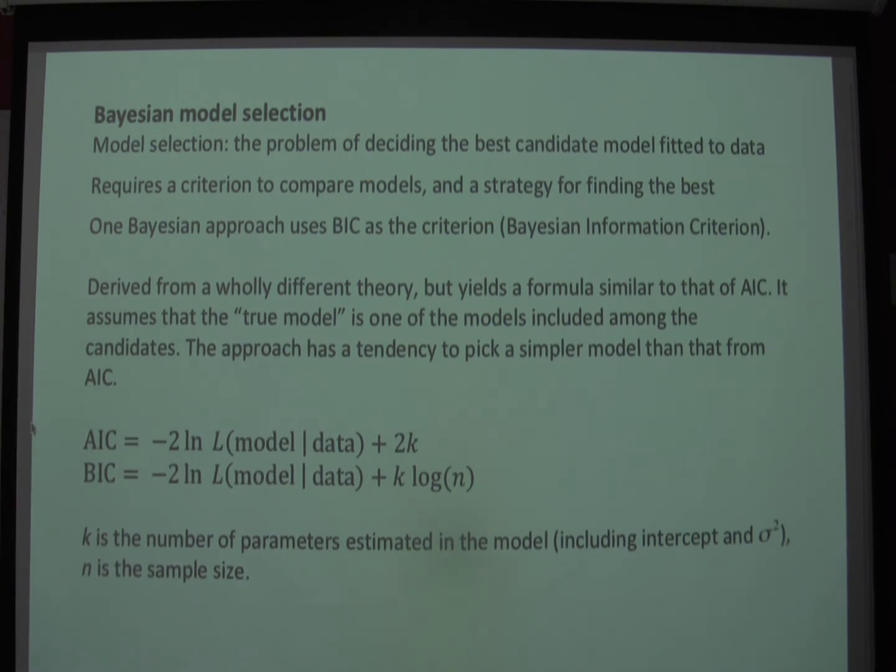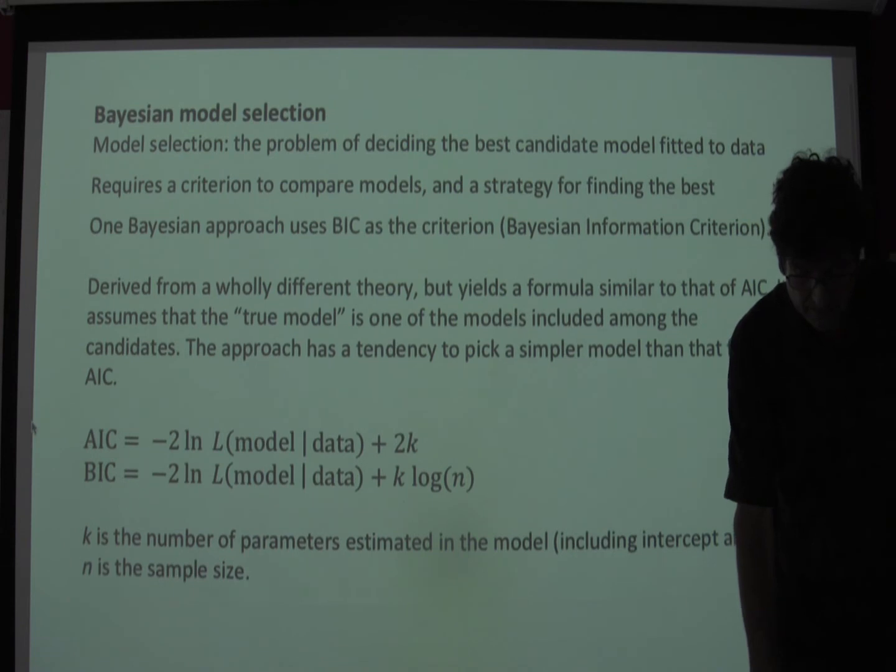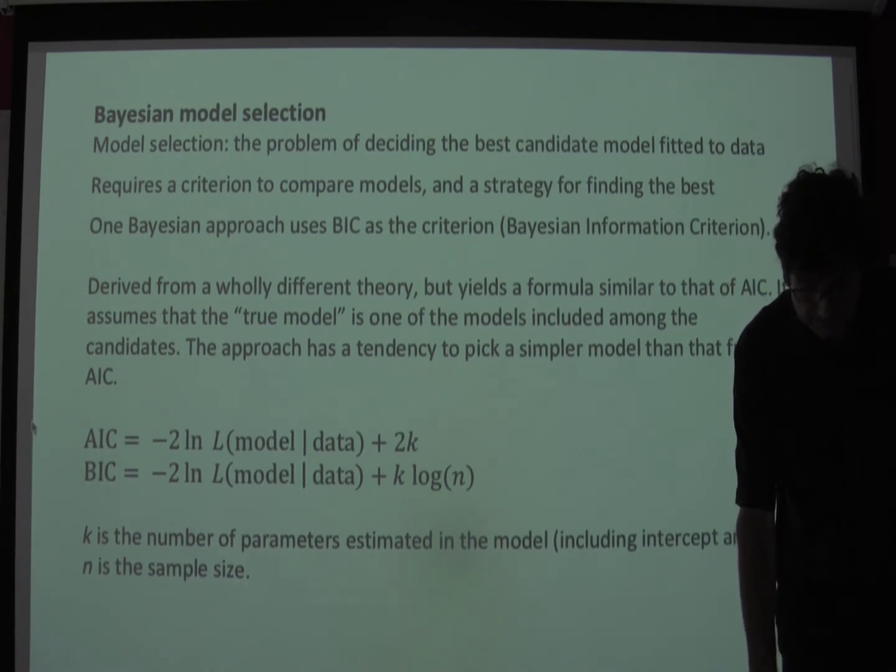There's a Bayesian model selection analog to AIC. The resulting formula looks a little bit different. I'm not going to go into it. It's derived from a completely different theory. It actually gives you posterior probabilities under certain interpretations. And you'll hear about this again.